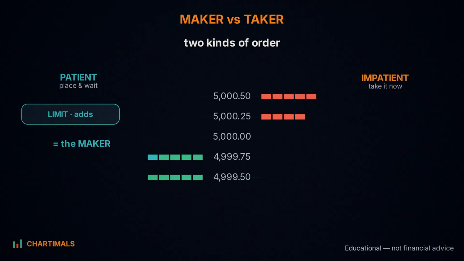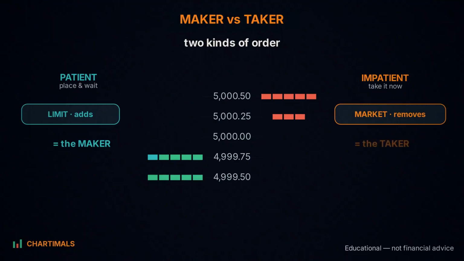The second kind is impatient. You don't wait, you take the best price available this instant. That's a market order. It reaches across and removes a stack from the book. That trader is the taker, and they pay the spread for the privilege of now. Buy that way and you lift the offer. Sell that way and you hit the bid. Patient makers build the walls. Impatient takers knock them down.